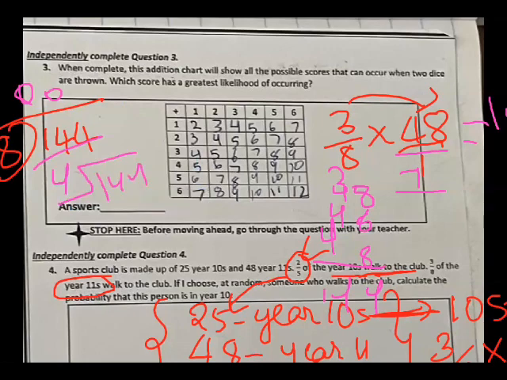Zero, 14, 3, and then 2, 8, 12, 16, 20, 24, 36. No, it cannot be 236. I mean 36. Yes, it is 36.